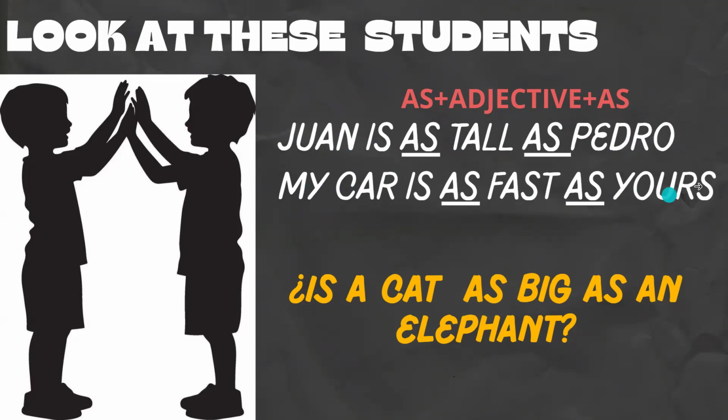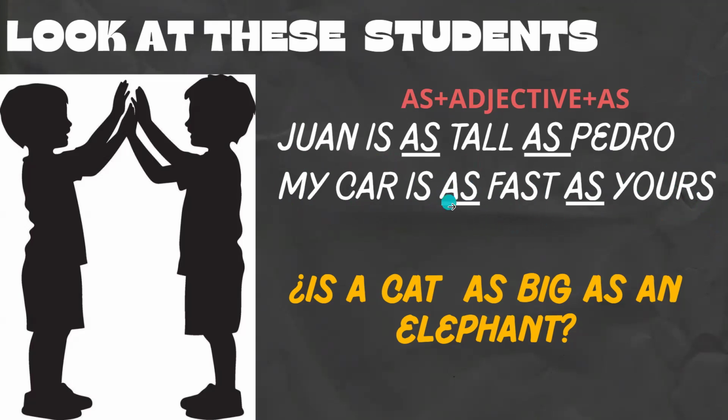Well, can you read this, Randall? My car is as fast as yours. What does this mean when you read it? Is as fast as yours. Can you describe this? What is it trying to say to us? I consider that it's using possessive adjectives like my and yours. So it means that my car is as fast as the other person's car.